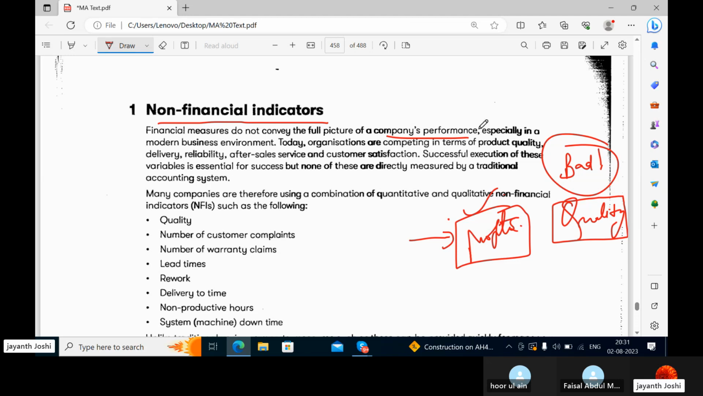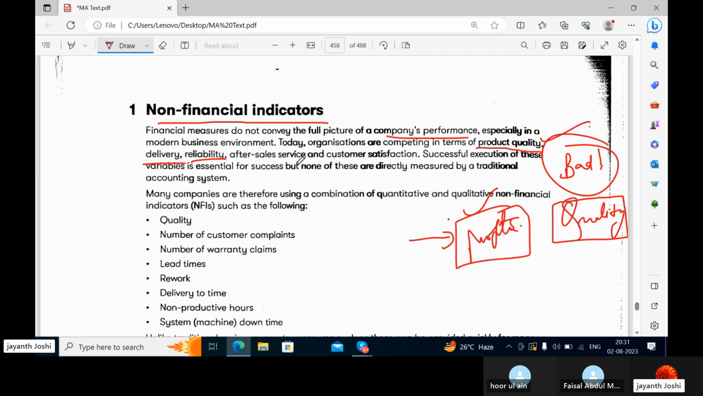In today's modern business environment, everyone is a lot concerned about a company's non-financial performance too. Today organizations are competing in terms of product quality. They are emphasizing quality and delivery. The goods should reach on time. All these startups, Dunzo and others in India, make sure that you get your goods as soon as possible. That's what they advertise, and they want to be more reliable to the customers these days.